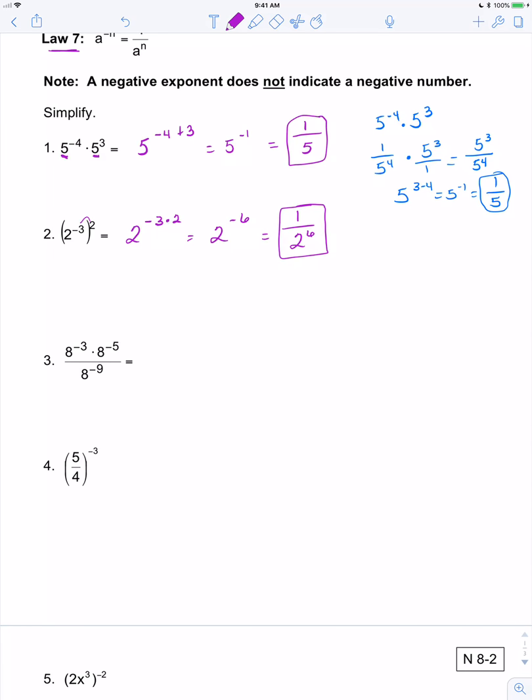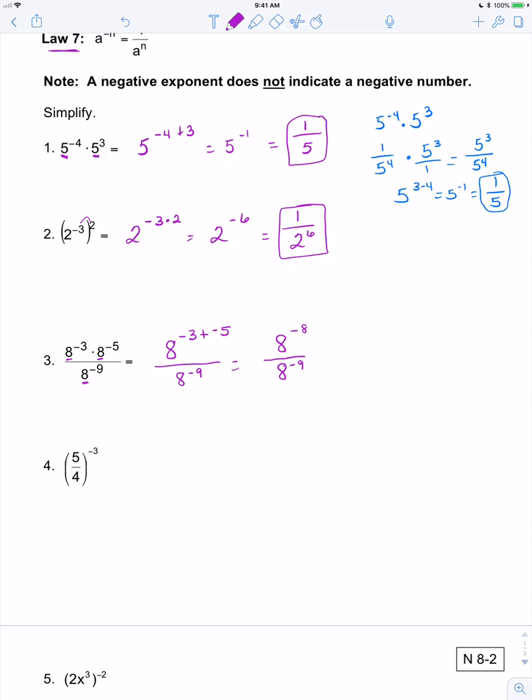Okay, so let's try another one. All right, so we've got all the same base. We've got a base of 8, a base of 8, and a base of 8. So I'm going to deal with the top first. So that's 8 to the negative 3 times 8 to the negative 5. Well, remember, we add those exponents, negative 3 plus a negative 5, all over 8 to the negative 9 power. That gives us 8 to the negative 8 power all over 8 to the negative 9th power.